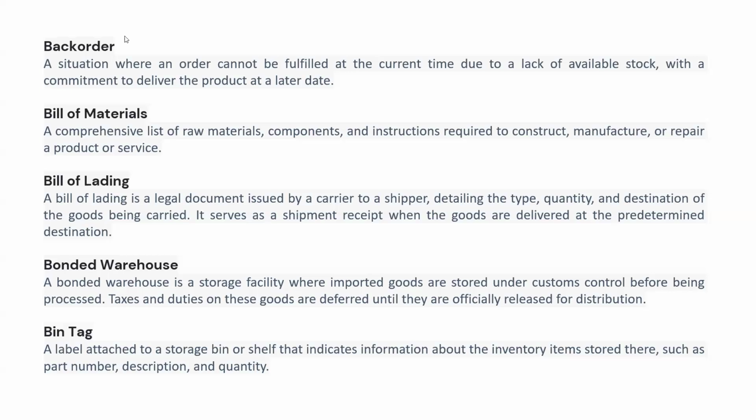Bin tag. What is a bin tag? It's a label attached to the storage bin or shelf and indicates information about the inventory items stored there, just like a sticky note. It has information like what the product is. Every time, you don't have to open the package to see what the product inside it is. So a sticky note or a label is attached on the main package, or on the shelf or on the rack, to easily understand what product it is and how much quantity is in the package.